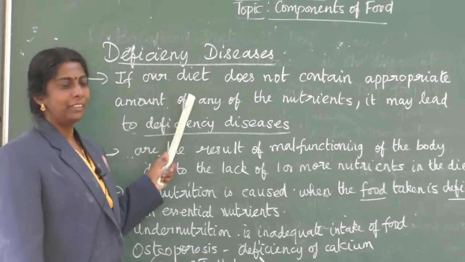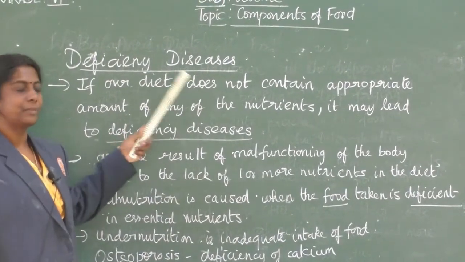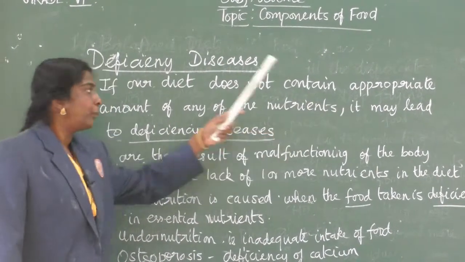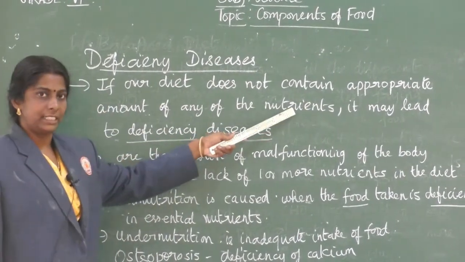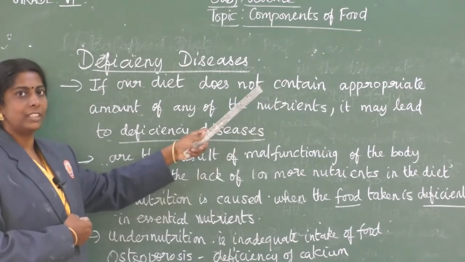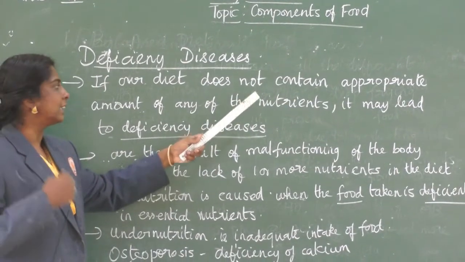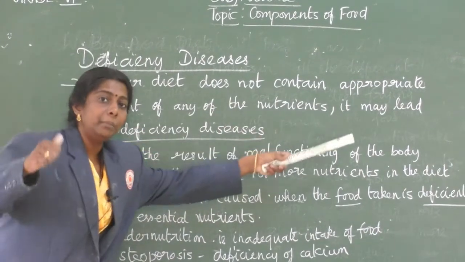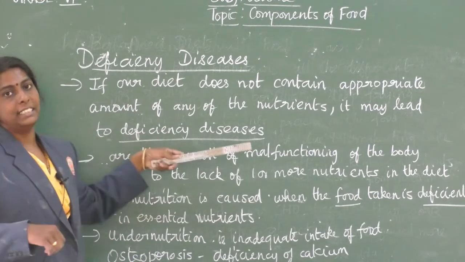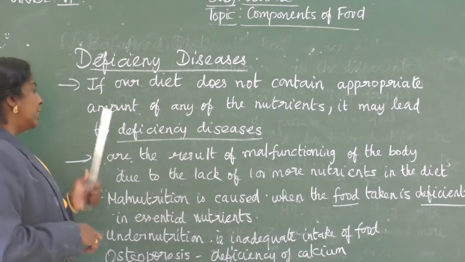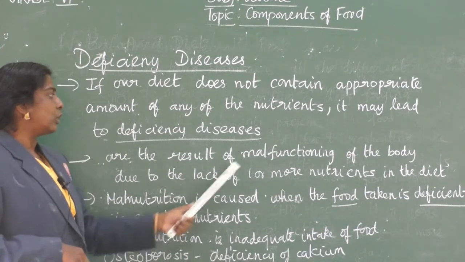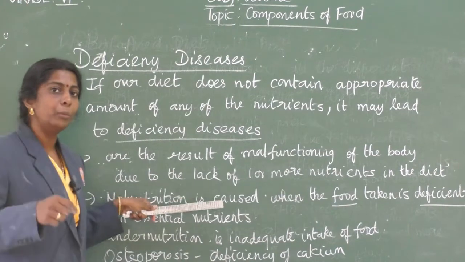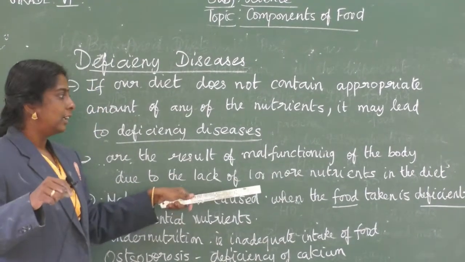Yes students, now about the last part of the chapter, deficiency diseases. If our diet does not contain the appropriate amount of any of the nutrients. We saw so many nutrients, is it not? Protein, carbohydrates, so many things. So if any of the nutrients is not present in the right amount, then it may lead to deficiency diseases. Clear? So deficiency diseases are the result of malfunctioning of the body. It's due to the lack of one or more nutrients in the diet.